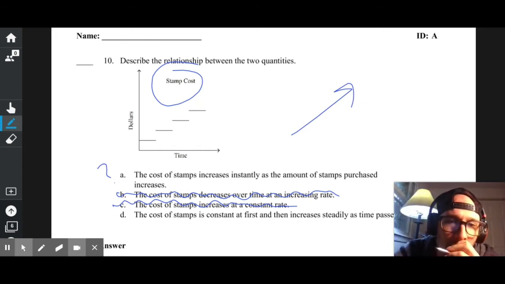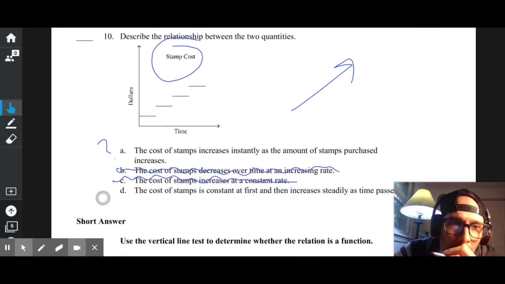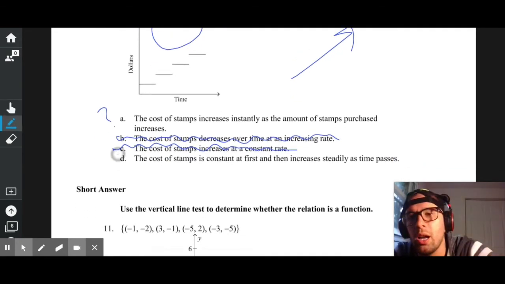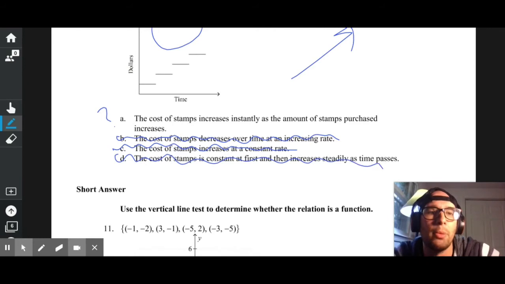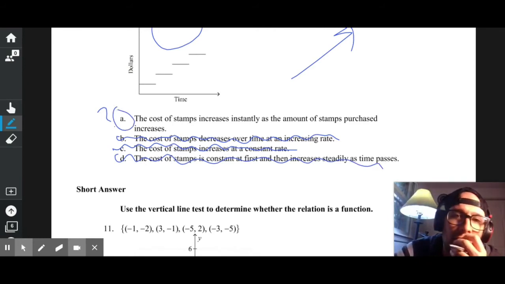And the cost of stamps is constant at first and then increases steadily as time passes. Well, that's not true either. So it has to be A, but I'm not happy with the problem because it increases instantly. That's the only one that seems to make sense.